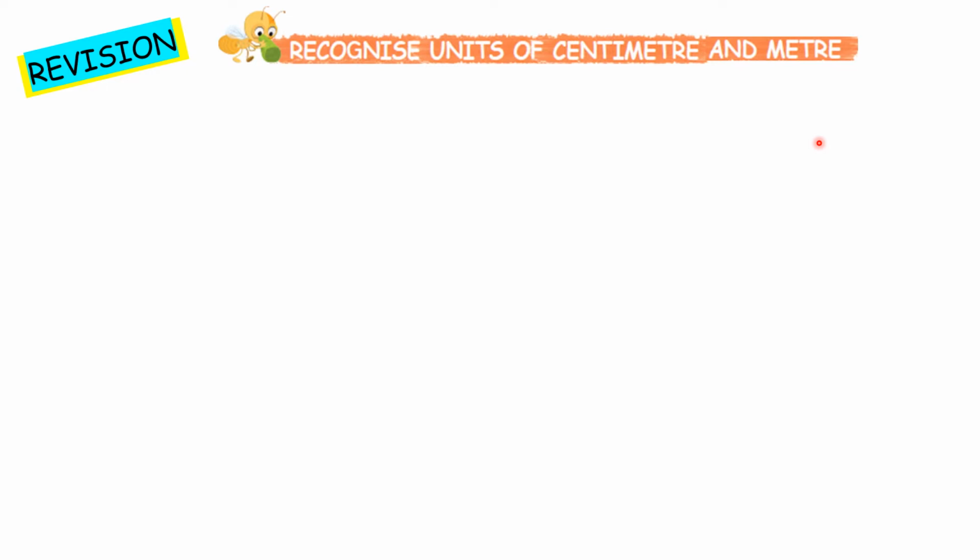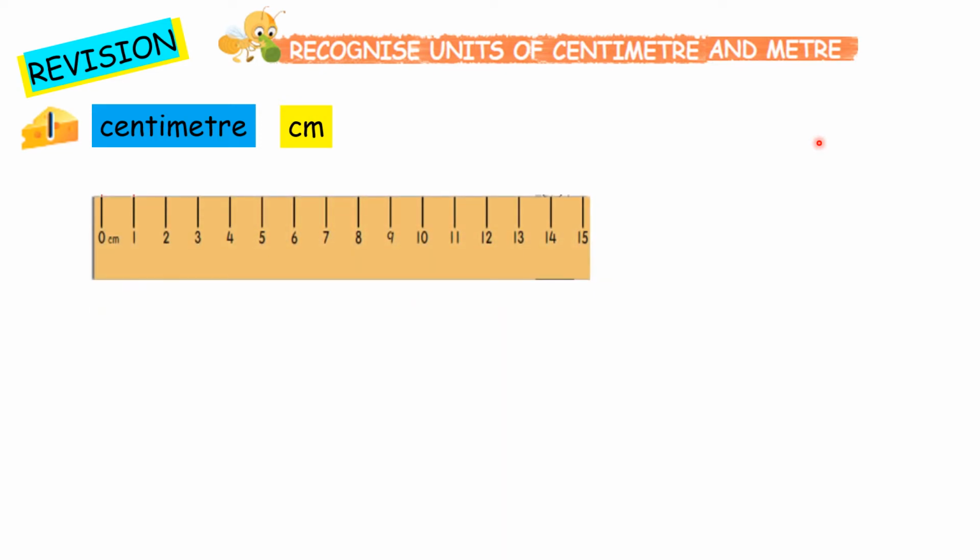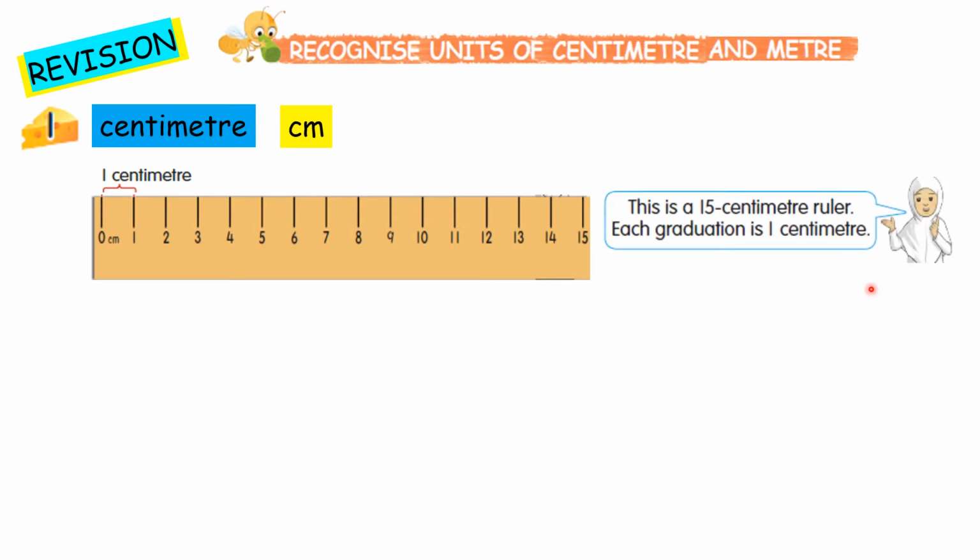Okay, yesterday we had learned the two units of length or width that are centimeter and meter. First one is centimeter. The symbol for centimeter is cm. Remember this one. One graduation represents 1 centimeter. This is a 15 centimeter ruler. Each graduation is 1 centimeter.